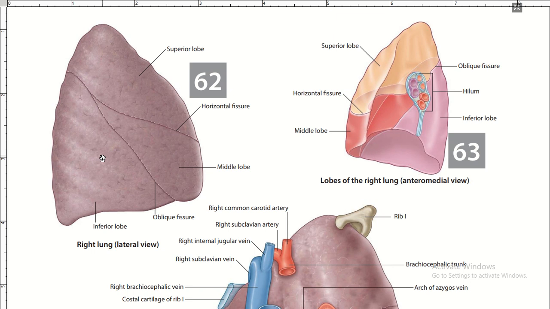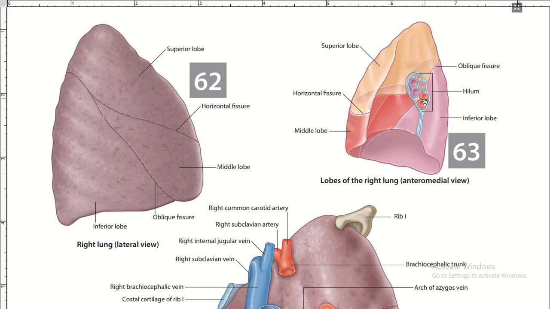So here you can see this is now your mediastinal surface of your lung, and you can see that there is what you call a root of the lung. And remember, we said that the root of the lung is surrounded by a curve of pleura, which is made by the combination of your visceral and parietal pleura that will extend downward as your pulmonary ligament.